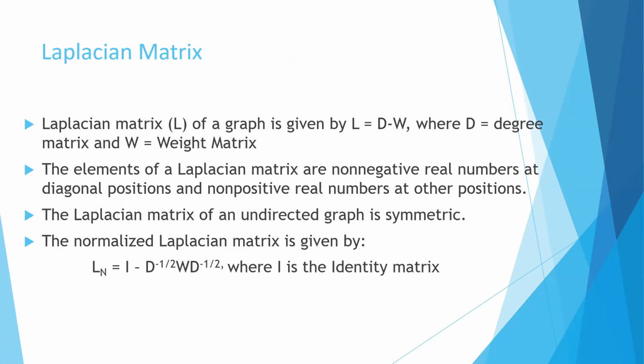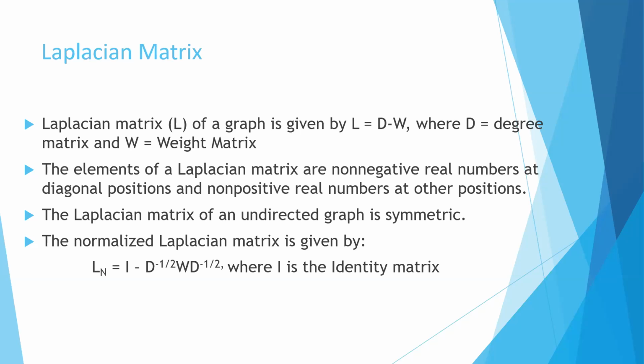We also have a Laplacian matrix. In the case of a graph, the Laplacian is given by D minus W, where D is the degree matrix and W is the weight matrix mentioned in the previous slides. The elements of the Laplacian matrix are non-negative real numbers at diagonal positions and non-positive real numbers at other positions. So the Laplacian matrix can have both negative and positive numbers as its elements. And like the degree and the weight matrix, the Laplacian matrix of an undirected graph is also symmetric.